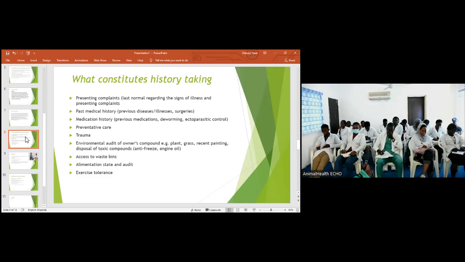Some of them would have gone to quacks, or they are doing self-medication, and they are giving the dog so many things according to their whims and caprices and all that.